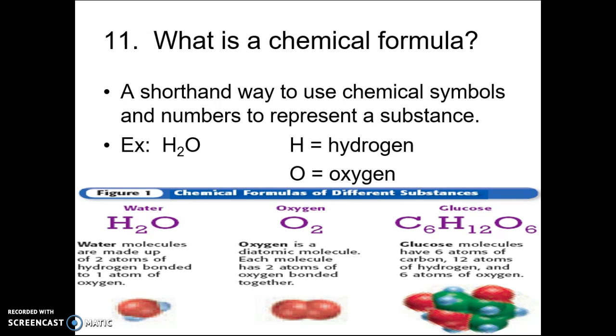Question 11, what is a chemical formula? Well, it's basically just a shorthand way of writing out these different chemicals that make up our world, these different substances that make up our entire world. Here we have H2O. I think we're all familiar with that chemical formula. It means that there are 2 hydrogen atoms and 1 oxygen atom in every molecule of water.